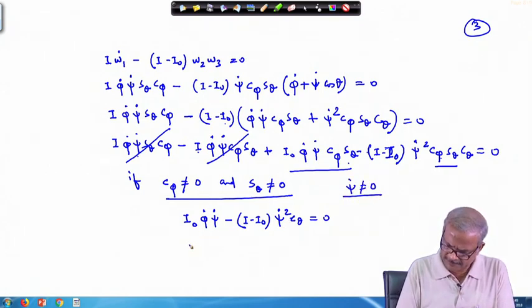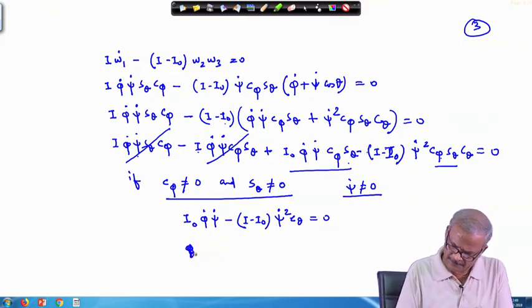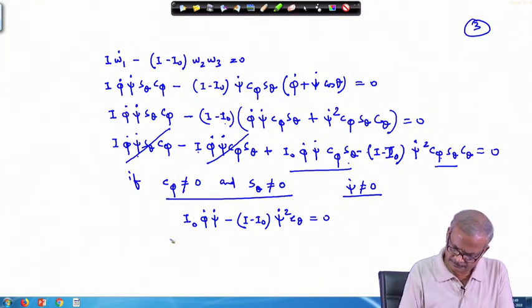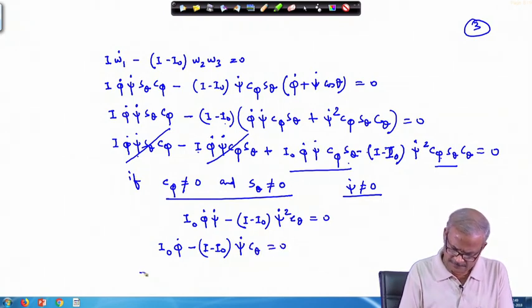So, therefore, this gets reduced to, we will describe it in terms of psi dot. So, we will write it like this. First, let us eliminate this part, and I minus I 0 times psi dot C theta, and this implies psi dot equals I 0 divided by I minus I 0 times phi dot.